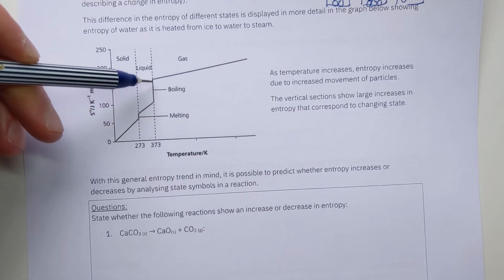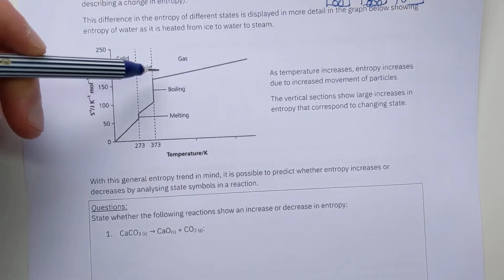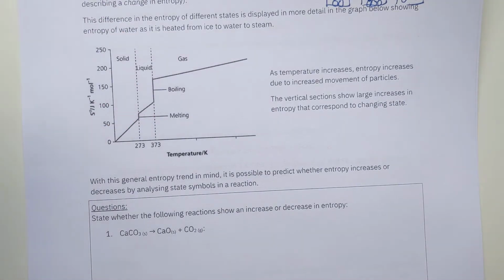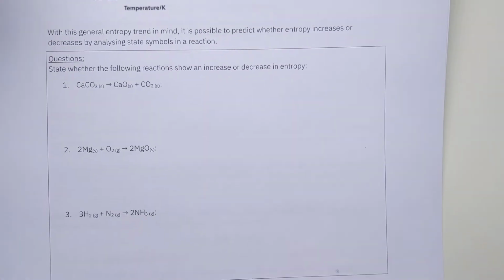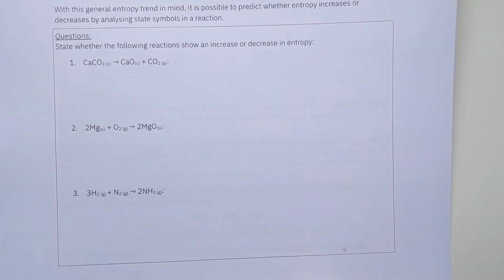It gives you a large increase in entropy. And then once it's all turned into gas, it can increase in temperature again, causing that increase in entropy. The key fact there though, gases have more entropy than liquids, liquids have more entropy than solids. So how can we use that without actually using any sums? We see that here with some examples.